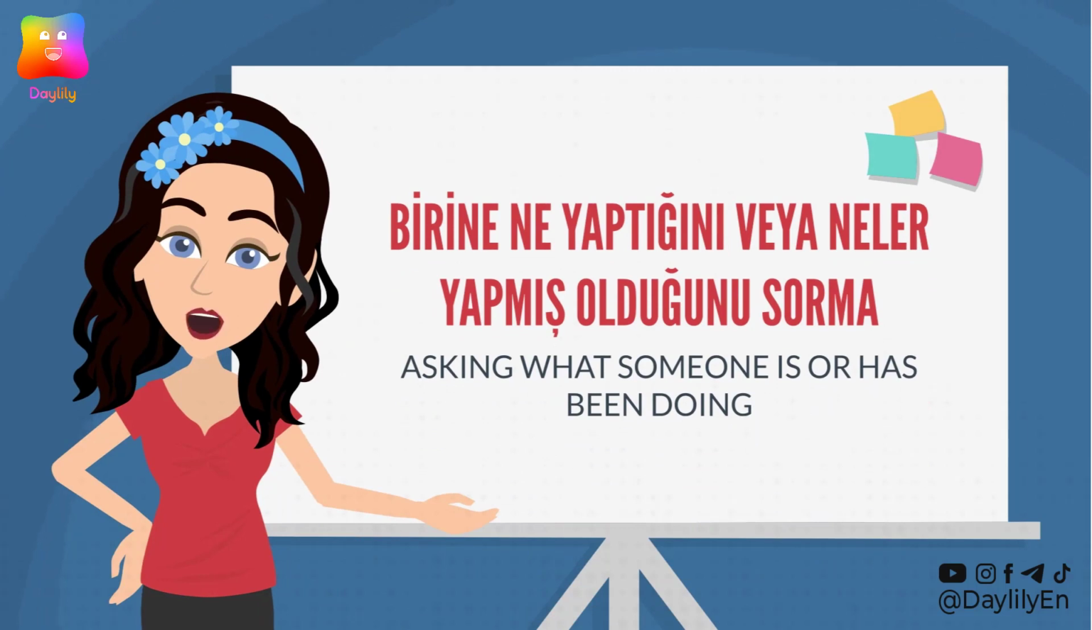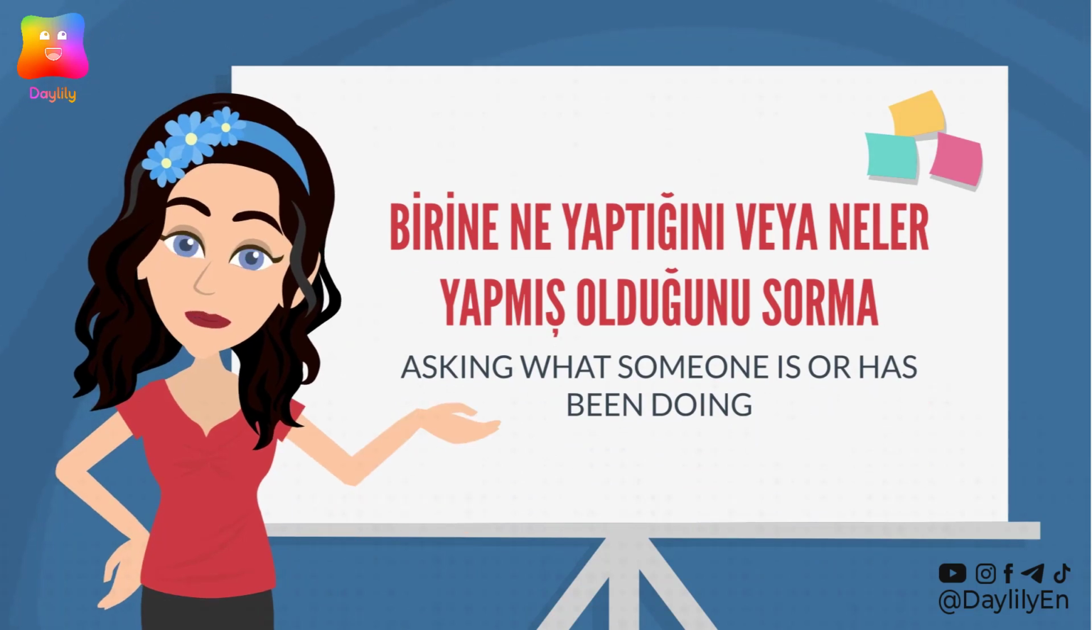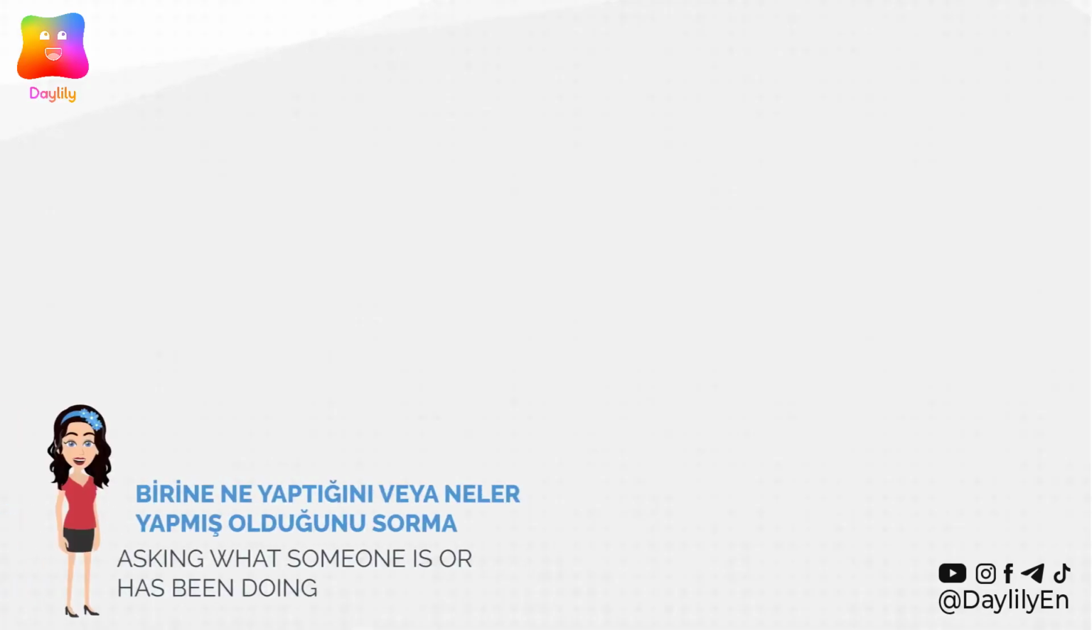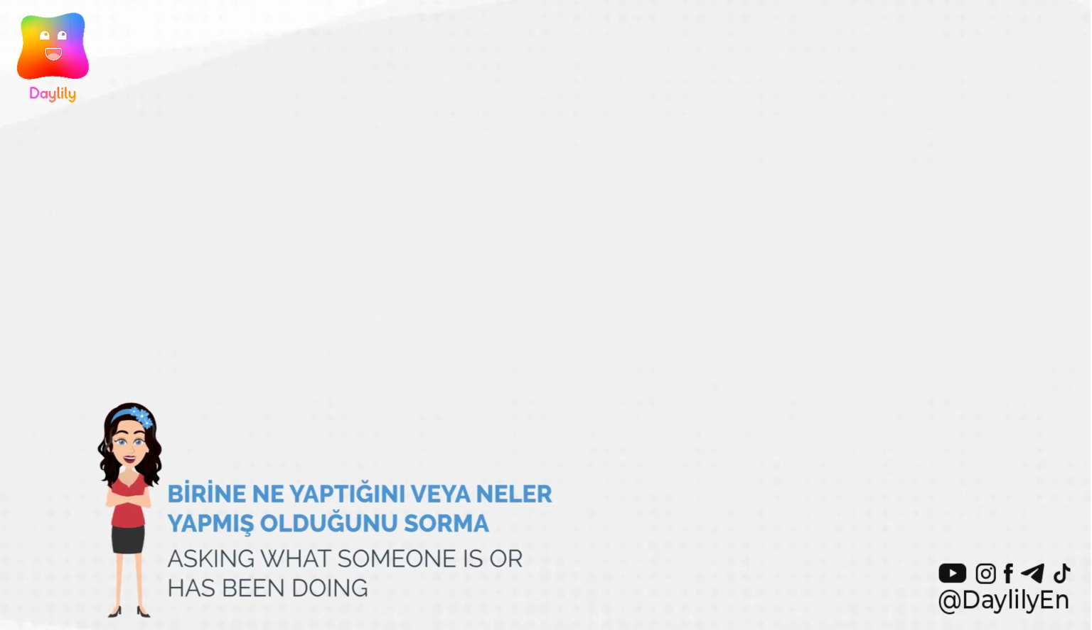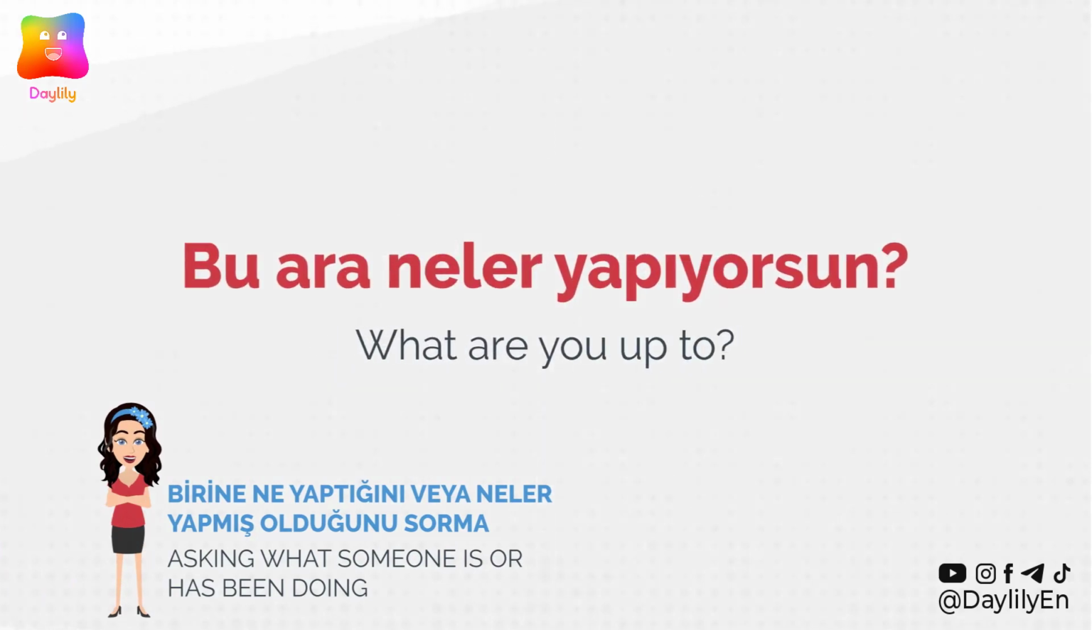Asking what someone is or has been doing. Birine ne yaptığını veya neler yapmış olduğunu sorma. What are you up to? Bu aralar neler yapıyorsun? Bu ara neler yapıyorsun?